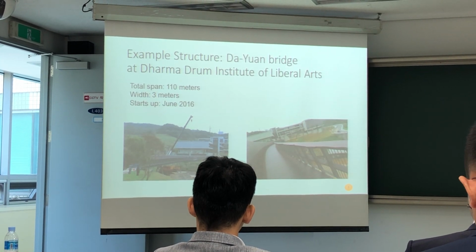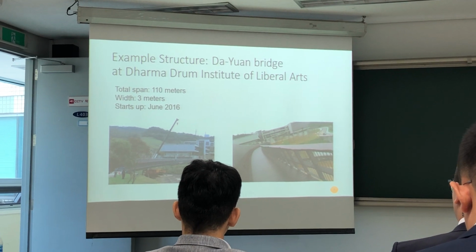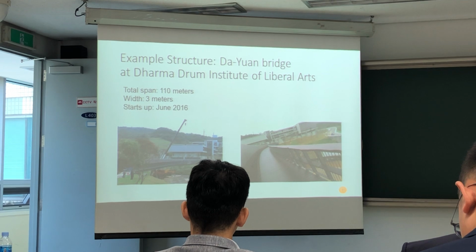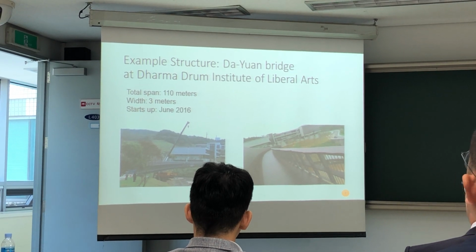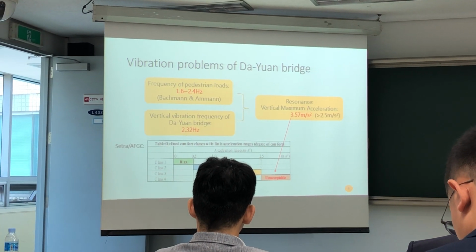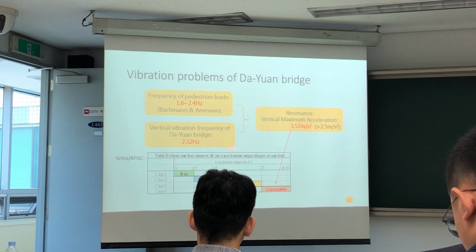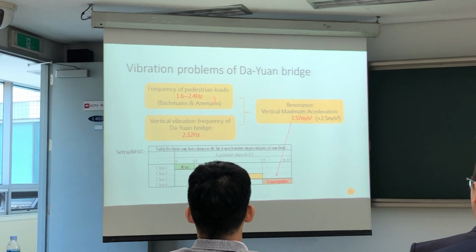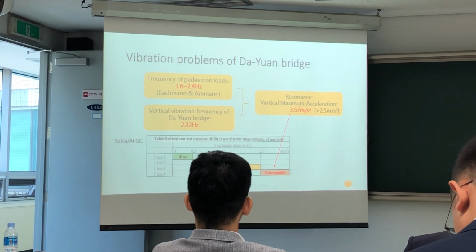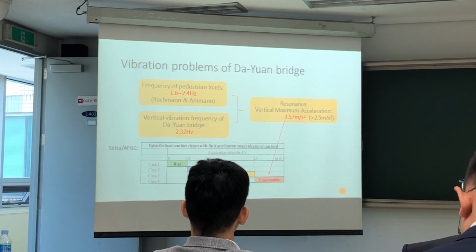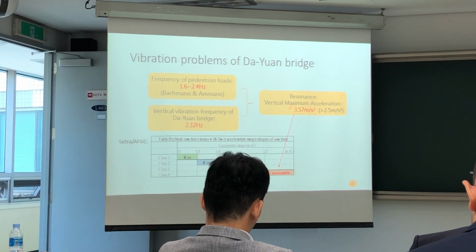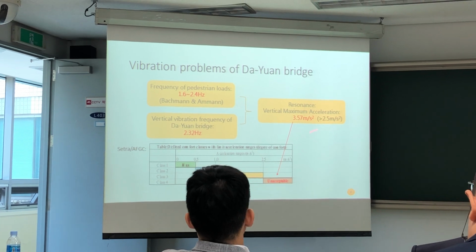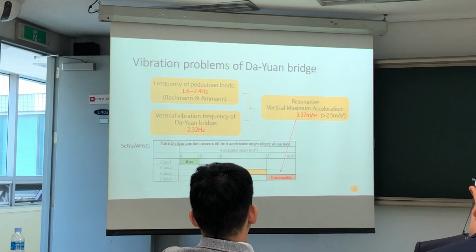So we'll take an example. This is the Diode bridge, with a total span of 110 meters and a width of 3 meters, and it started operation about 2016. The vibrational frequency of the Diode bridge is 2.32 Hz, and unfortunately, it falls in the range of the frequency of pedestrian loads. The resonance makes the maximum vertical acceleration 3.57, which is bigger than 2.5 and unacceptable.